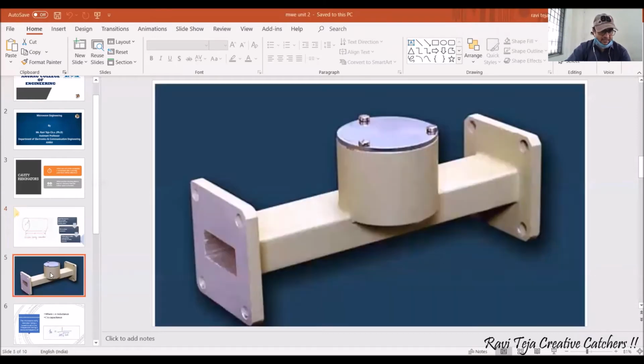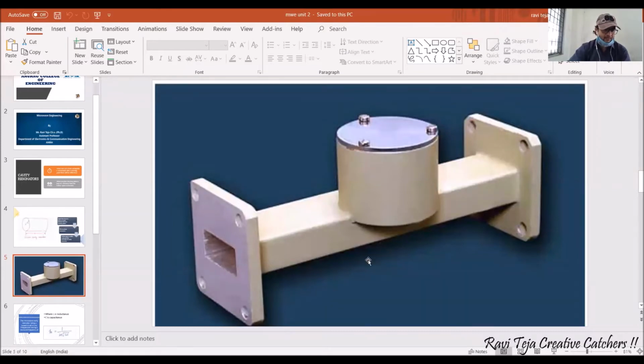So this is one example we have seen. This is a normal rectangular waveguide with a circular cavity resonator fixed to it. Whenever a signal enters through the waveguide, it gets into the circular cavity resonator, hits the wall, and goes back again, through which it generates much more frequency.